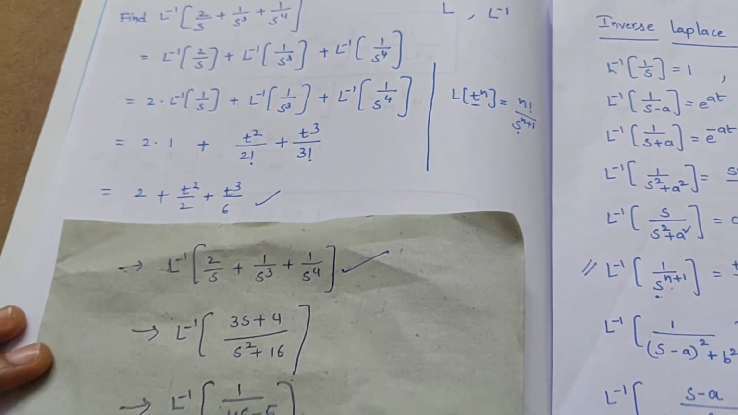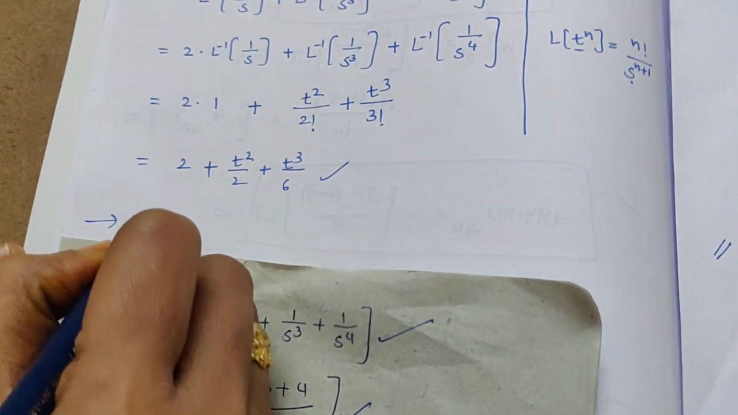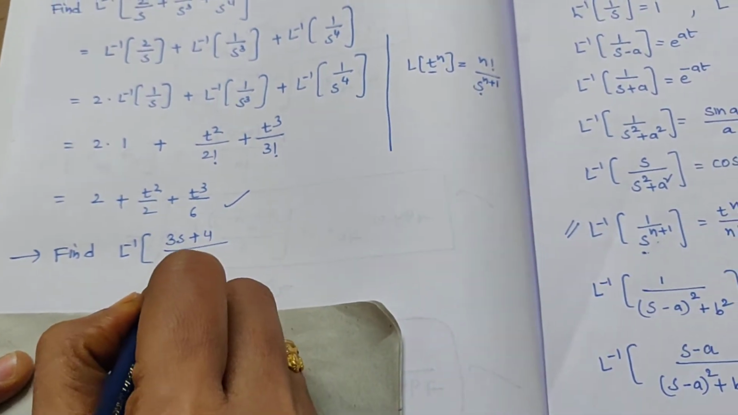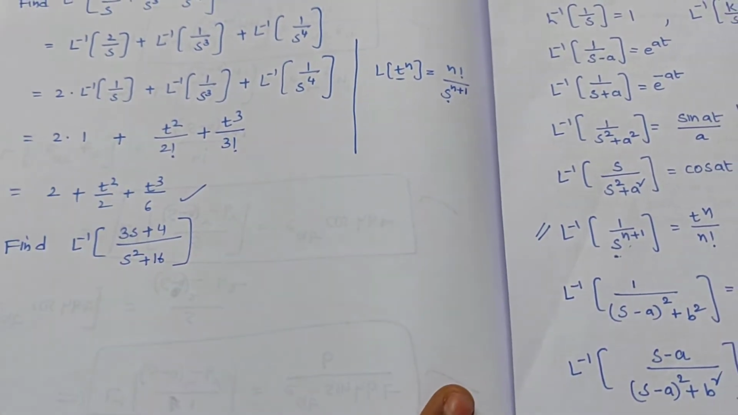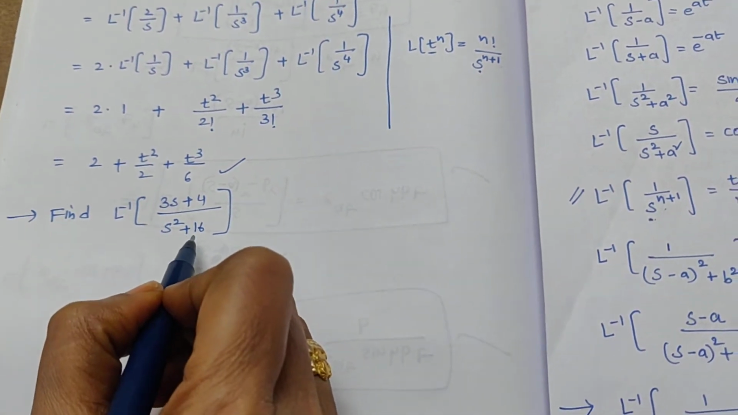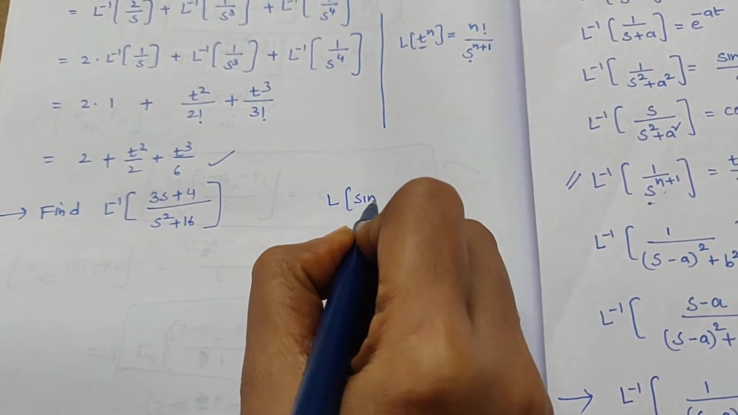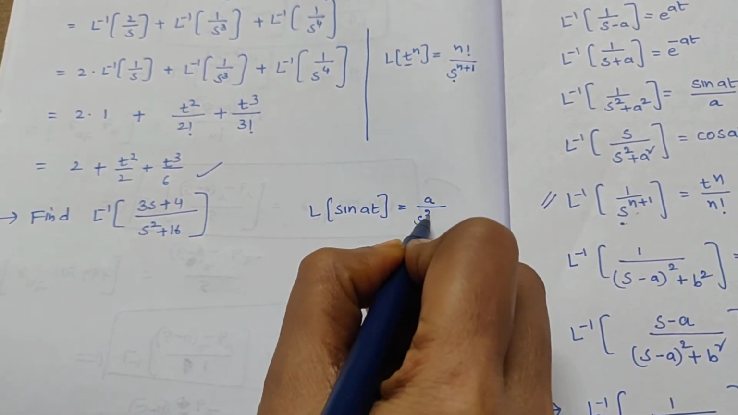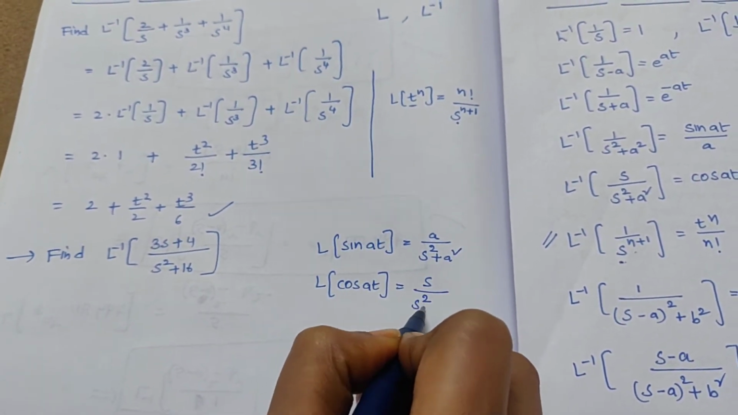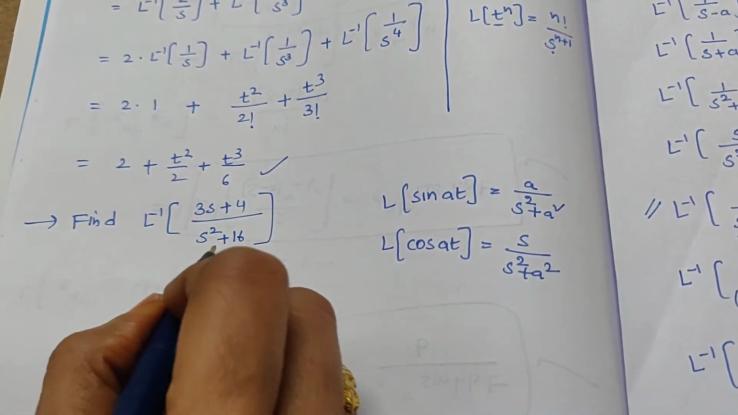The next problem is find L inverse of 3s plus 4 by s square plus 16. Here in the denominator we are observing s square plus a square. We get s square plus a square in the Laplace transforms of sin at and cos at. We know the Laplace transform of sin at equals a by s square plus a square, and the Laplace transform of cos at equals s by s square plus a square. Means we are going to get sine or cos functions in evaluating this inverse Laplace transform.